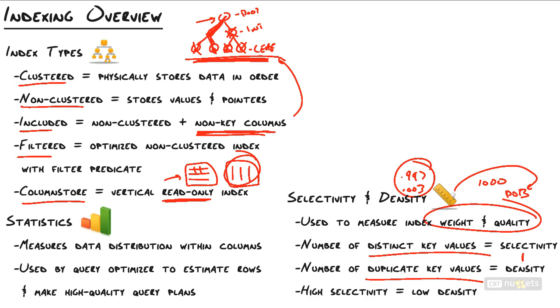You want indexes that are going to be highly selective. The queries that come at them are going to return small amounts of rows, and we put indexes on low density columns. That's going to result in the best usage of our index and the best performance for our queries.